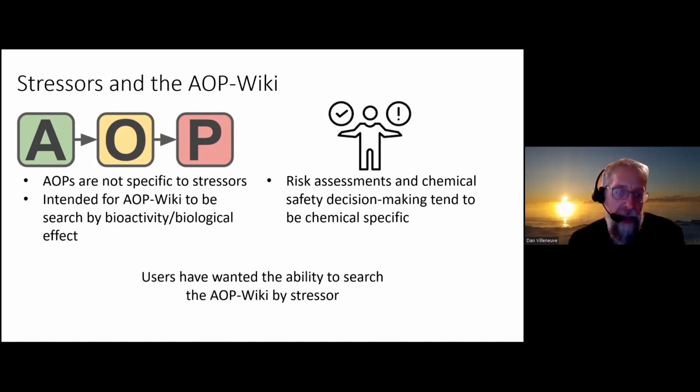So those of you who are familiar with the principles of AOP development know well that AOPs are not stressor specific. So we don't develop AOPs for specific chemicals or specific types of stressors necessarily, but rather they're general descriptions of biological response to different kinds of biological perturbation. And it was always intended that the AOP-Wiki would be searched by particular biological activities or biological effects. However, we recognize that risk assessments and chemical safety decision-making are often done on a chemical specific basis. And so users have consistently requested and wanted the ability to search the AOP-Wiki by stressor. Next slide.